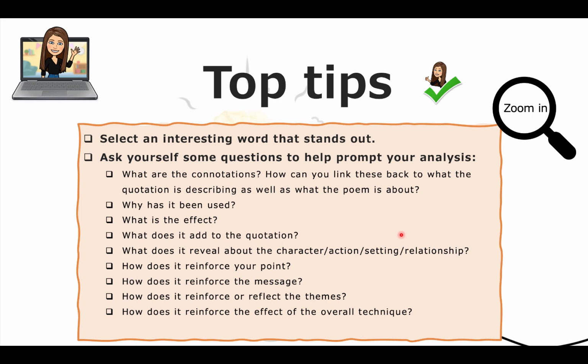So finally, my top tips for you. Select one interesting word or phrase that stands out, that really gives that quotation the meaning. Then start to ask yourself the questions. These questions will help to prompt your analysis. What are the connotations of the word? So what is suggested by the word? And once you've got those connotations, how can you then link that back to what the quotation is describing? Keep everything very tight. Do not stray from that quotation, as well as trying to link to the wider themes of the poem and what it's about.